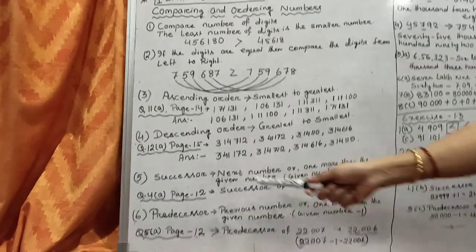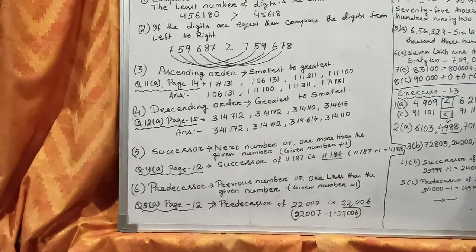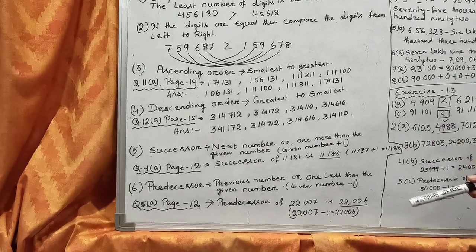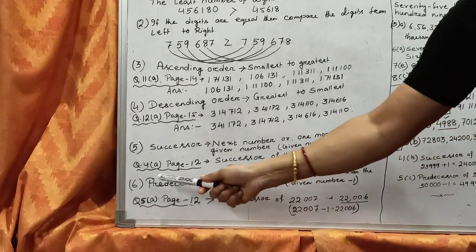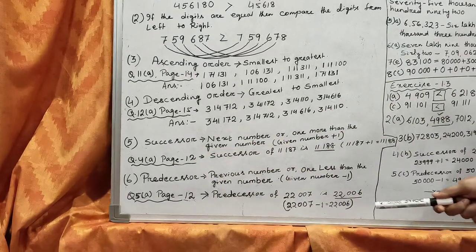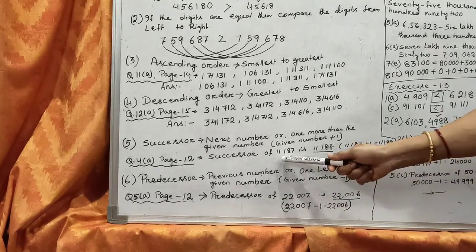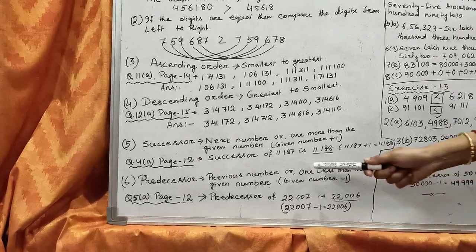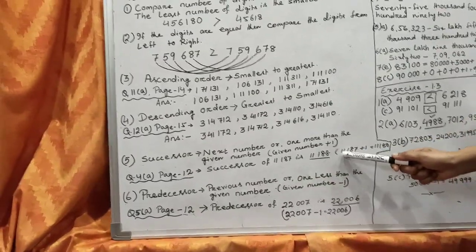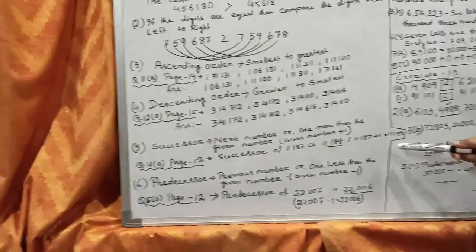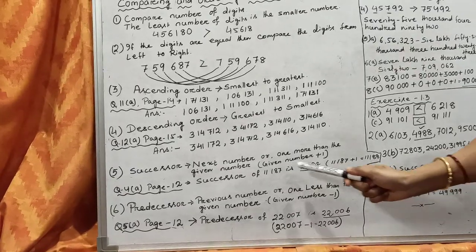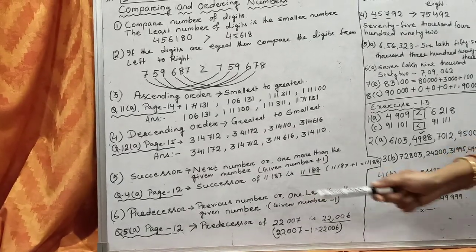Next come to successor. What is successor? Successor means the next number, or the one more than the given number. Here also I have taken one example. Page number 12, question number 4A. One question is given: write the successor of 11,187. Successor means next number. So you add 1 to this number. 11,187 plus 1 is 11,188. 11,188 is the successor of 11,187.